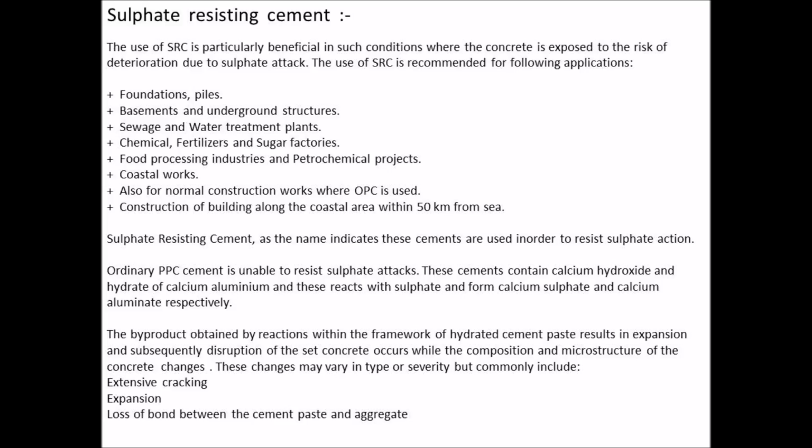Guys, what is sulfate resisting cement? Why is it important to use? Yeah, ordinary Portland cement contains calcium hydroxide and hydrate of calcium aluminium, and these two react with sulfate and form calcium sulfate and calcium aluminate. And what is sulfate? Sulfate is a salt, present where the TDS of water is high. If you are using this water for construction, our concrete may get attacked by sulfate, and these two reactions may happen.